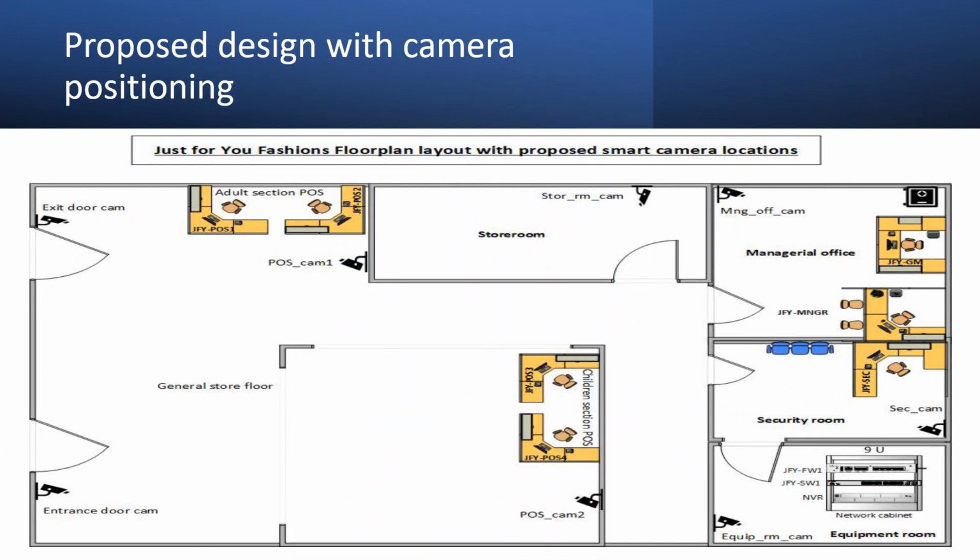Post design with camera positioning. Looking at positioning the cameras for exit and entry points, so that all traffic coming in and out of the store can be covered. For the point of sale machines, there is one camera each for each section, the adult section and the children's section, as it relates to credit card machines and devices connected to them, which basically covers the entire network.